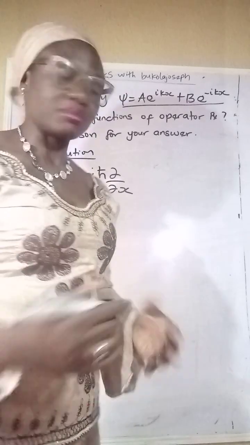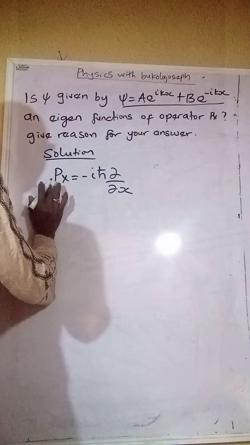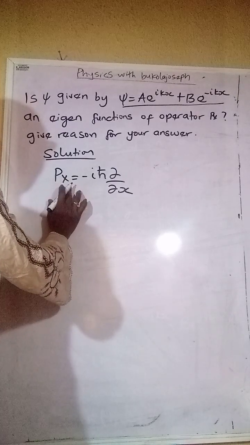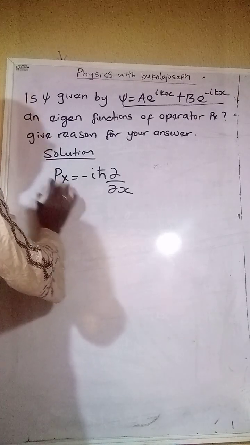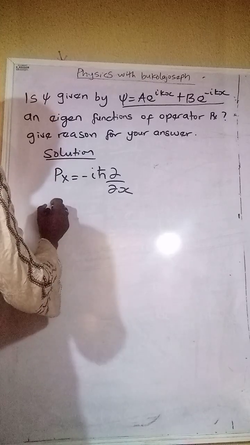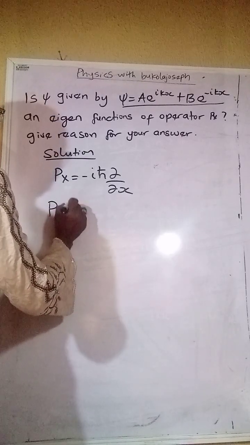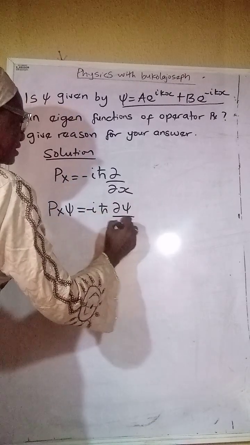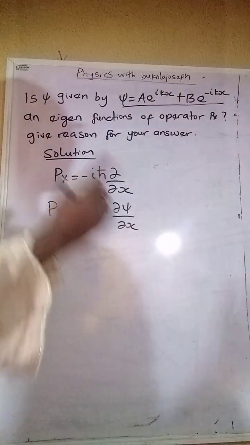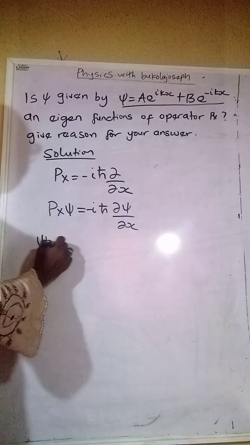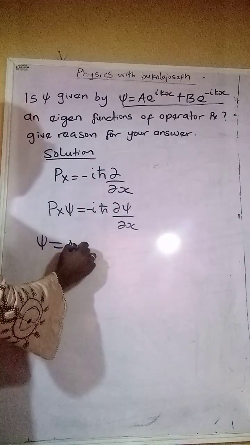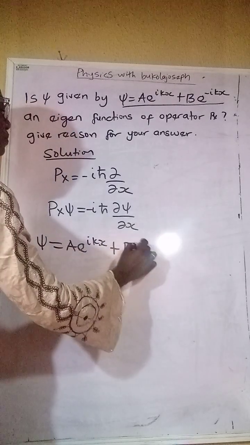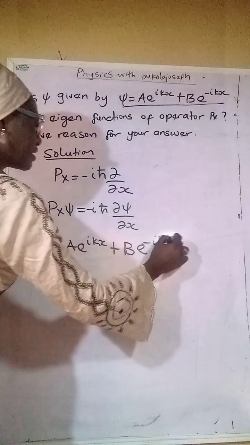Okay, so what does this mean? It means that we are going to be multiplying this momentum operator by a wave function psi. So if we multiply this by psi, we have h cross d psi dx. But we are given psi equals A exponential ikx plus B exponential minus ikx.